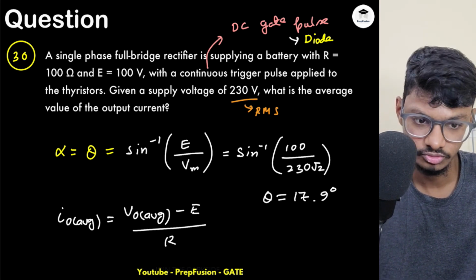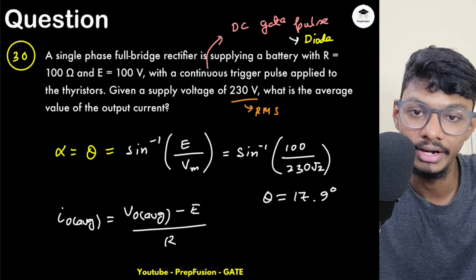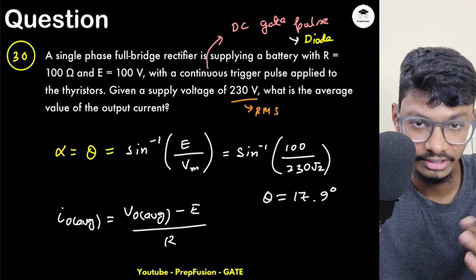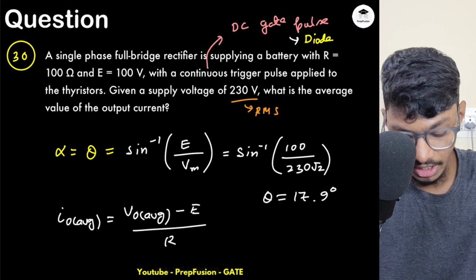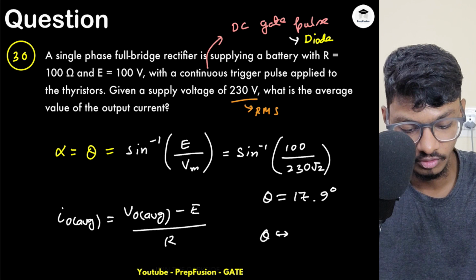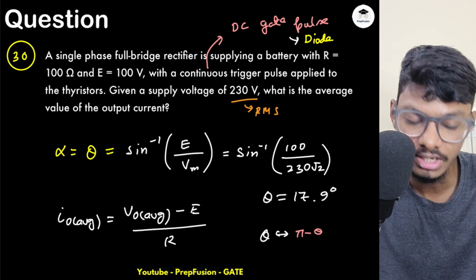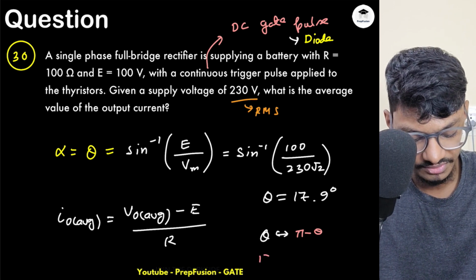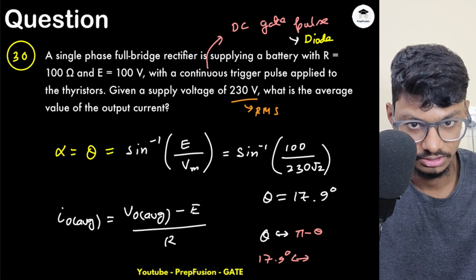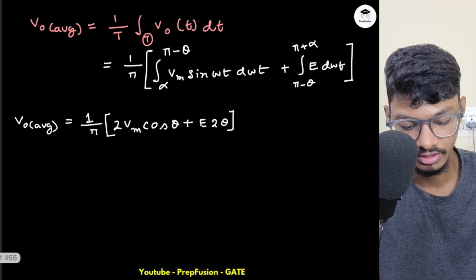So theta will be simply 17.9 degrees. Okay, this will be my theta value, and there is no inductive load here, right? So every cycle it starts to conduct like a diode. If it gets converted into a diode, it will start to conduct from theta, and it will conduct until what? For a half cycle, until pi minus theta, because then everything will be naturally commutated and it will be off. So it will start from 17.9 degrees, and 180 minus 17.9 is 162.1 degrees.